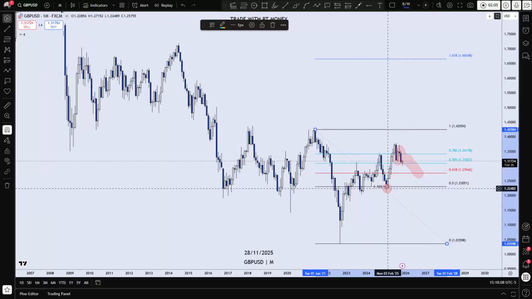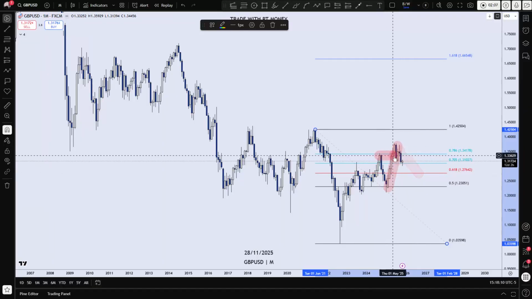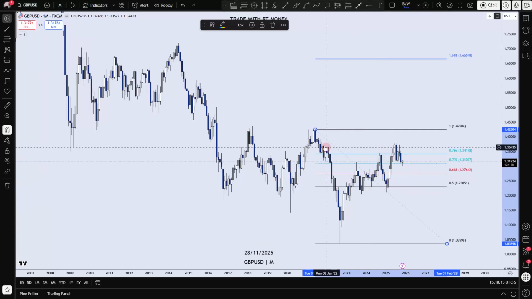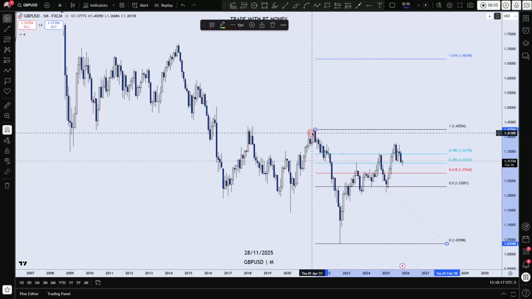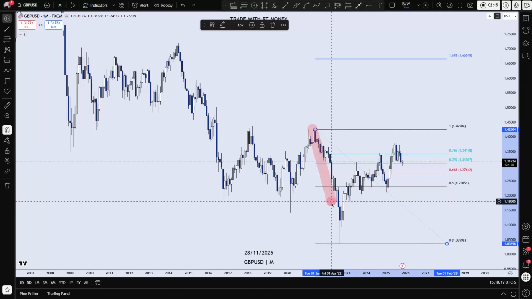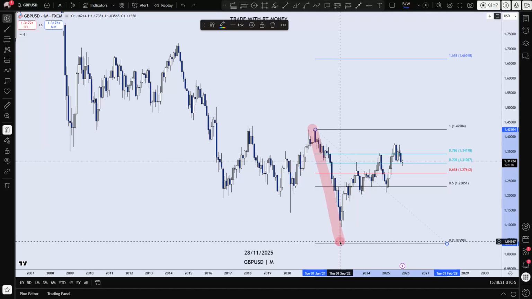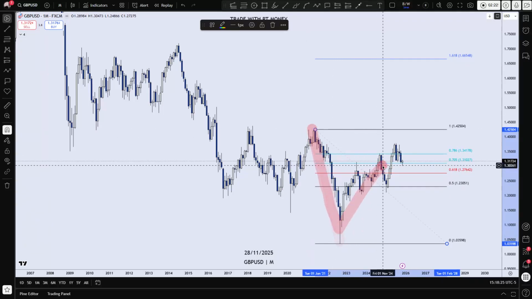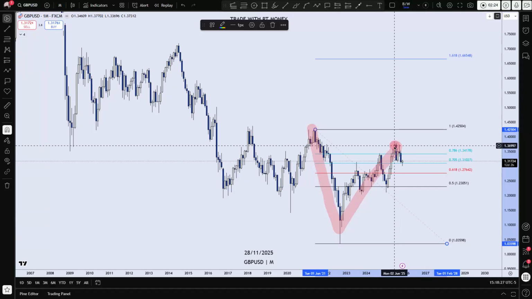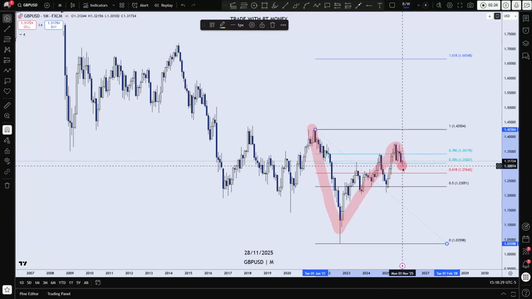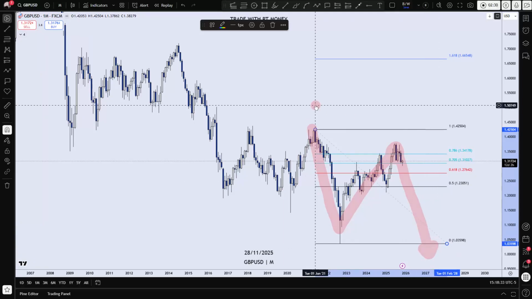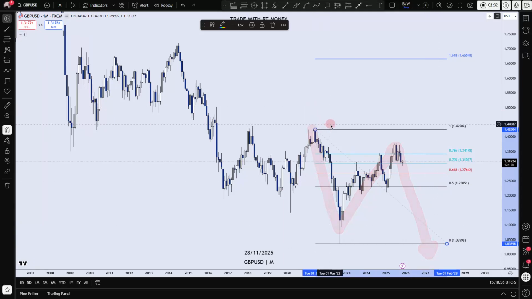All right. This broke structure. That is a bullish move. But this is a bullish move within the lower high and lower low impulsive move here. This is still in correction territory. This could still be the lower high before the potential next lower low. So I have to think in that way.